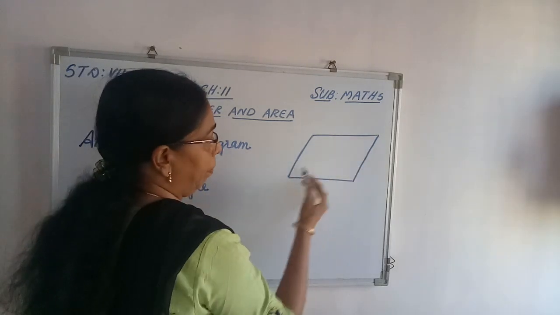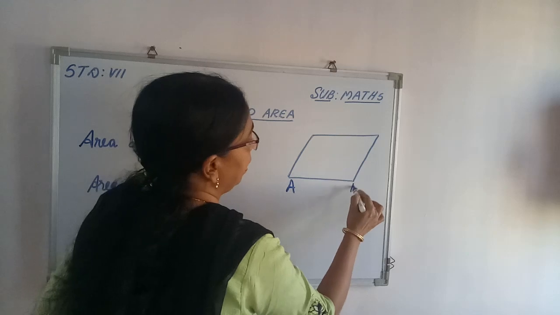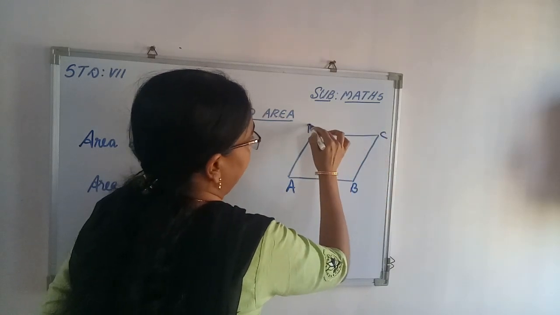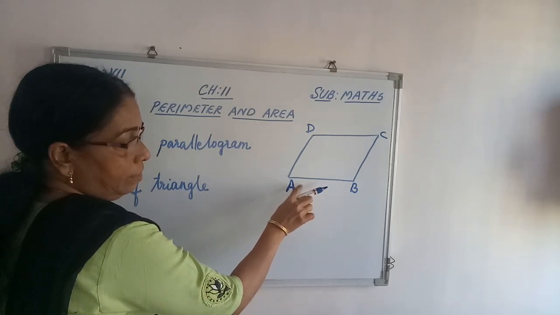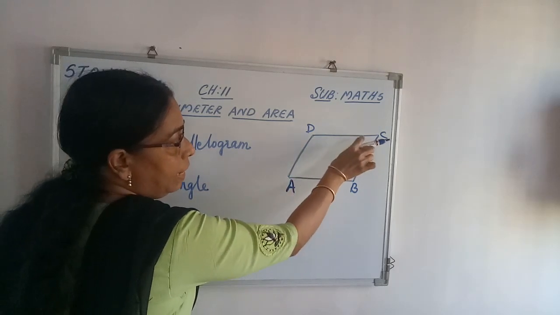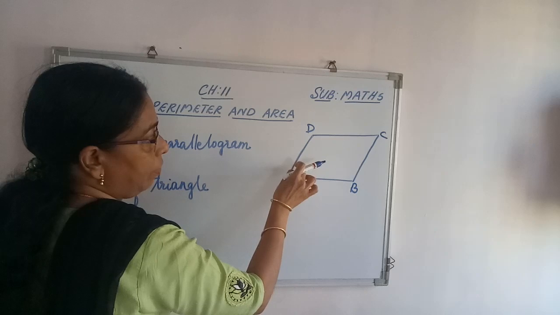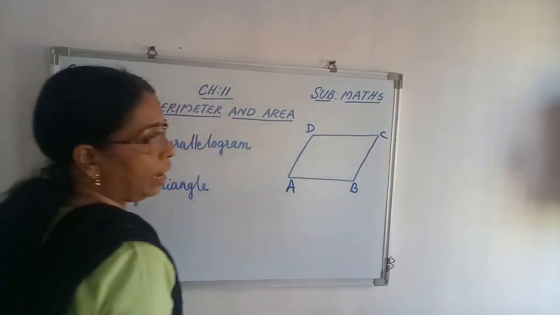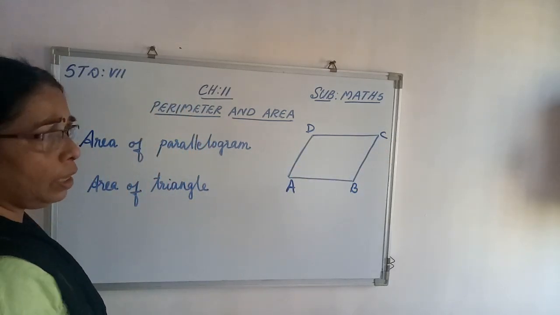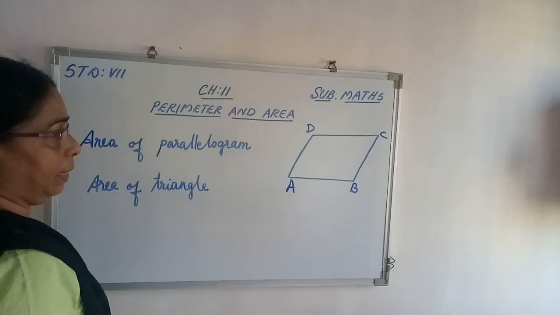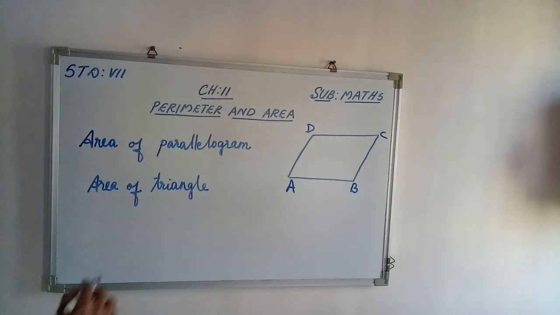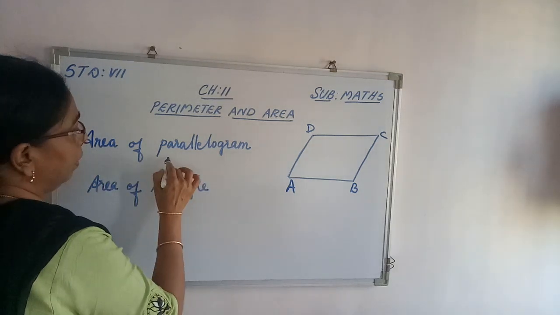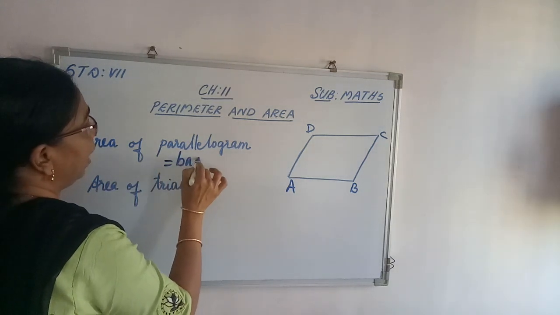Here I have drawn a parallelogram ABCD. So the sides AB and CD are parallel to each other. Same way AD and BC, they are parallel. These opposite sides are parallel. Area of parallelogram can be calculated using the formula base into height.